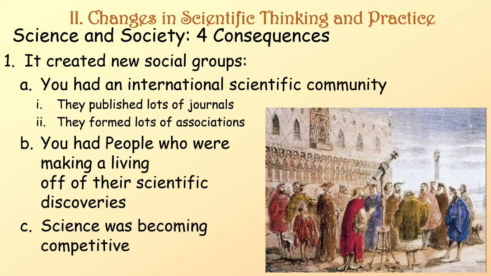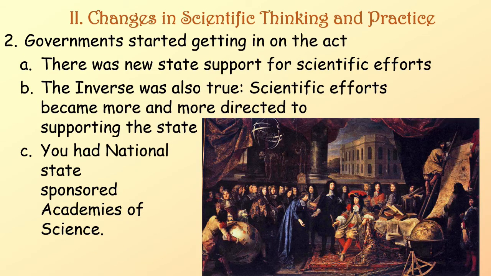Science and society, 4 consequences. Number 1 consequence, it created new social groups. You had an international scientific community now, and they published lots of journals, and they formed lots of associations. You had people who were making a living off of their scientific discoveries. Science was becoming competitive.